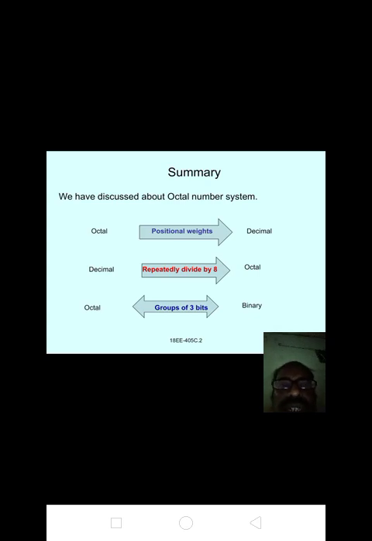So far we discussed the octal number system, octal to decimal conversion using the positional weight system, decimal repeatedly divided by 8, and octal to binary by groups of bits.